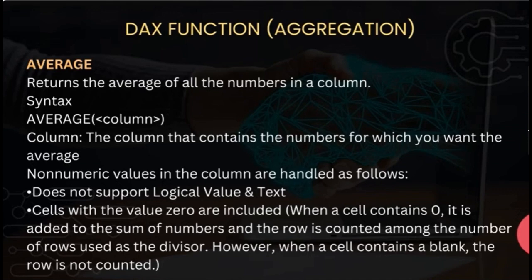Non-numeric values in the column are handled as follows. It does not support logical values or text. Cells with the value 0 are included: when a cell contains 0, it is added to the sum of numbers and the row is counted among the number of rows used as the divisor. When a cell contains a blank, the row is not counted.